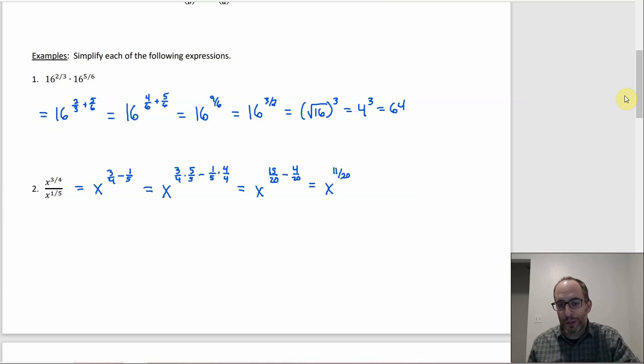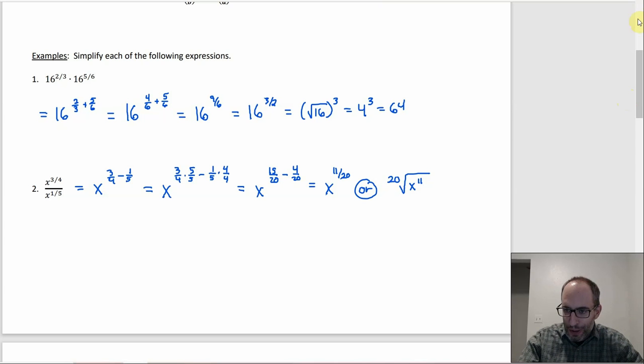Or if you'd rather write this with a root and a power, you can write it as the 20th root of x to the 11th, and that is the same thing. I would probably just leave it as x raised to the power of 11 over 20, but in the homework, they might ask you to write it with a radical, so you can, right? It's an equivalent expression, so we can do that.